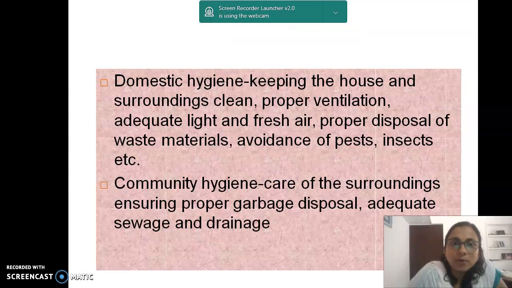Then the hygienic aspect is very important. It includes domestic hygiene, keeping the house and surroundings clean, how to maintain good ventilation in the housing, adequate light and fresh air, proper disposal of waste material, avoidance of pests and insects. These are all things we have to maintain for good housing standards. Then community hygienic care of the surrounding area, like proper garbage disposal, adequate sewage and drainage. So not only personal hygiene, it includes home hygiene, hand hygiene, personal hygiene, menstrual hygiene, community hygiene, all the aspects. It is a vast area.